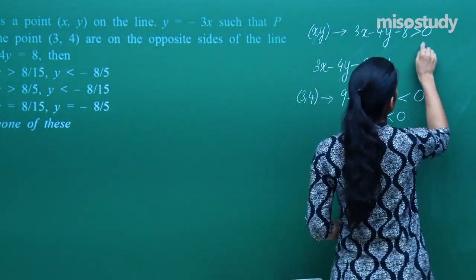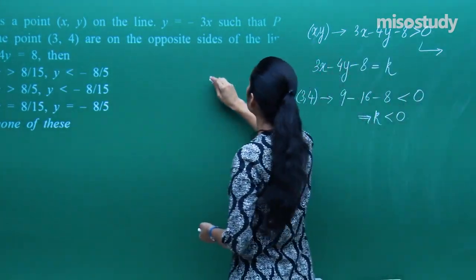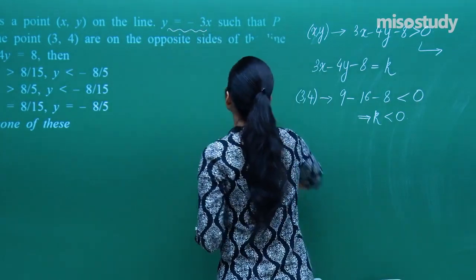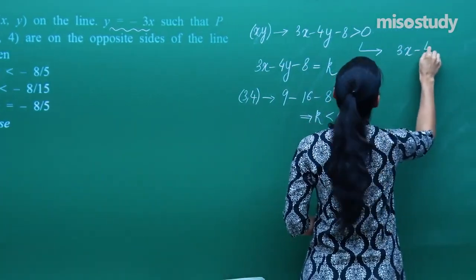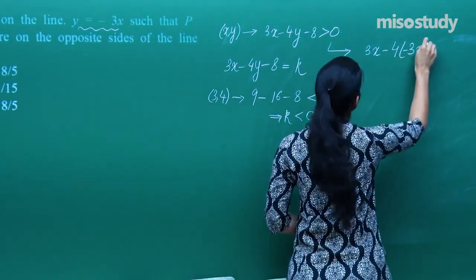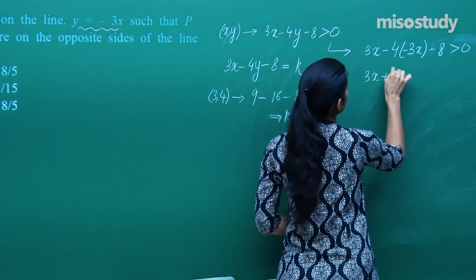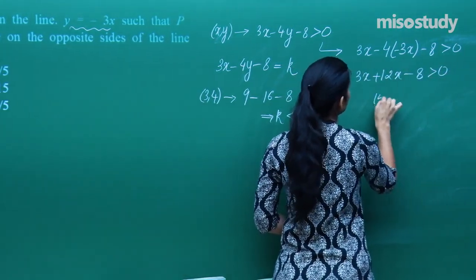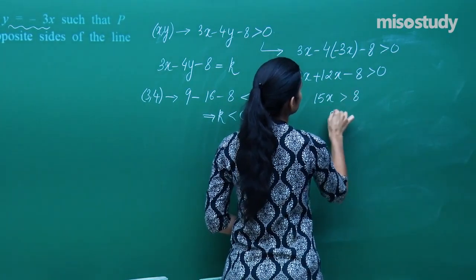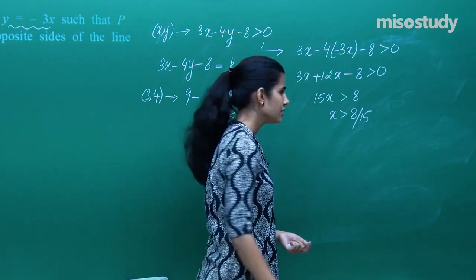right? Now, you know that (x, y) is a point which is lying on this line also. So, y can be replaced by minus 3x. So, you get 3x minus 4 into minus 3x minus 8 is greater than 0. So, you get 3x plus 12x minus 8 is greater than 0, which is 15x is greater than 8, or x is greater than 8 by 15.